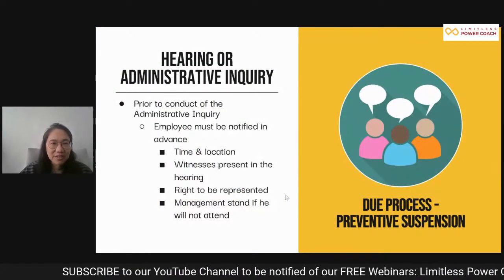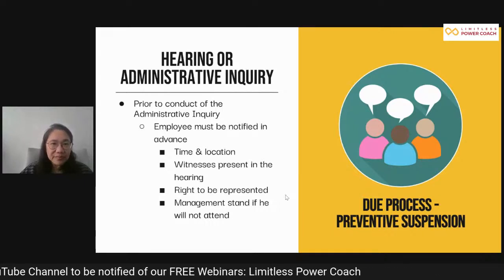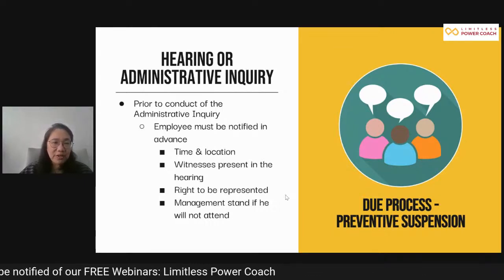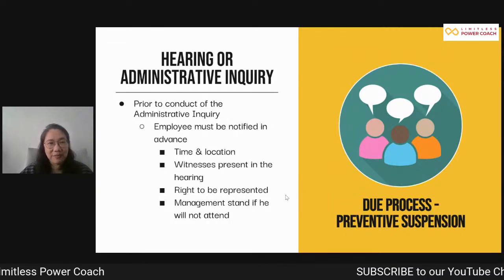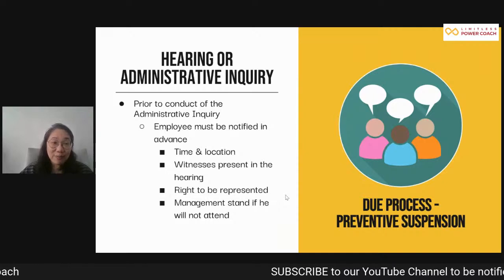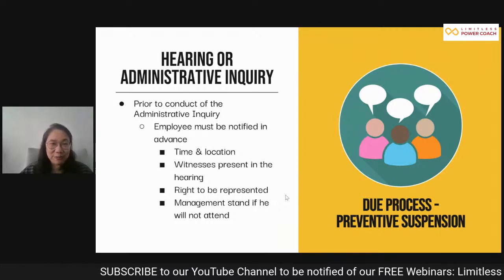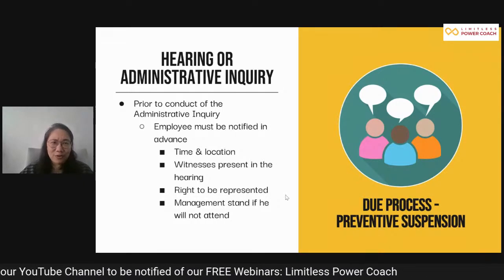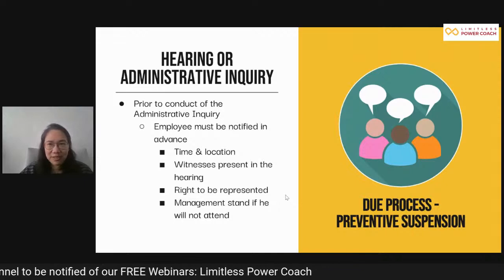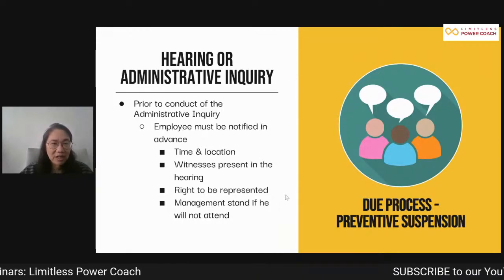So in the administrative inquiry, as I always mention to you, you need to notify the employee in advance kung kailan yung inyong administrative inquiry. So ngayon, pwede na rin itong gawing online. Okay, so you just need to present to them the link. So Google Meet, Zoom, kung ano yung link ang gagamitin natin.